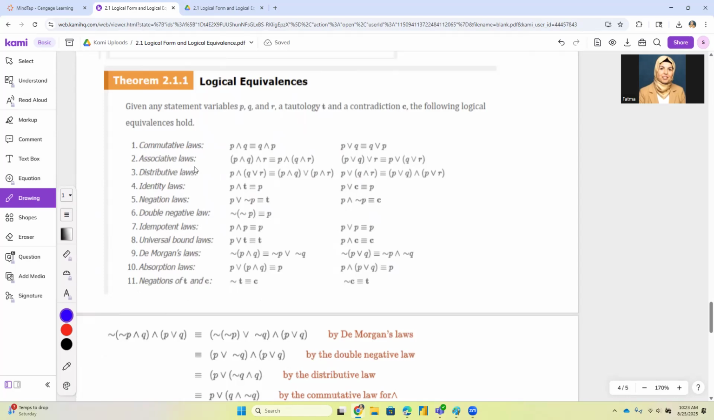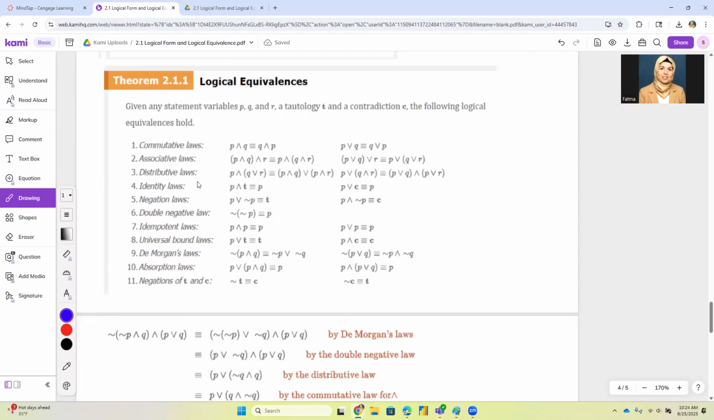Next one is the associative laws, which means if you have in parentheses P and Q, and then you AND them with R, it will be the exact same result as if you first AND the Q and R, then P and that result. This is called the associative law of AND. If you look at the associative law of OR, when you OR P and Q, then when you OR it by R, it will be the same logical truth table as when you just do the Q and R's OR truth table first, and then create the OR table with the P.